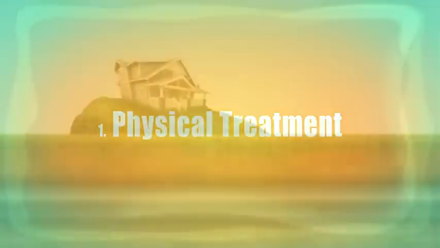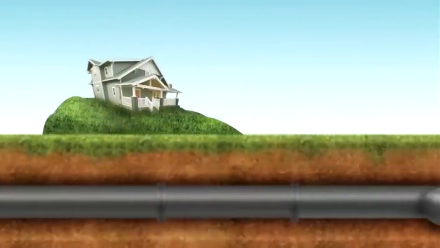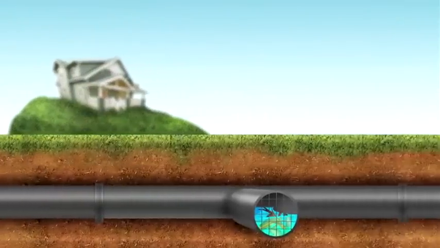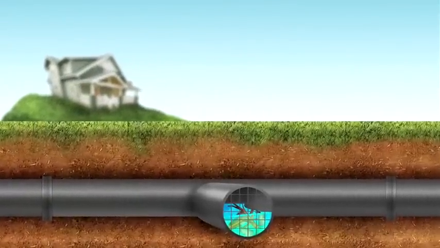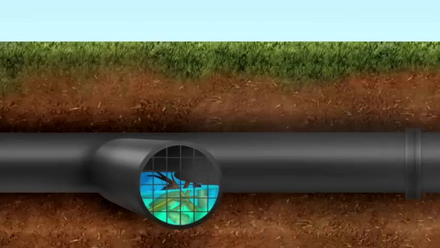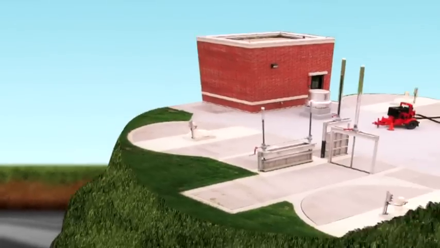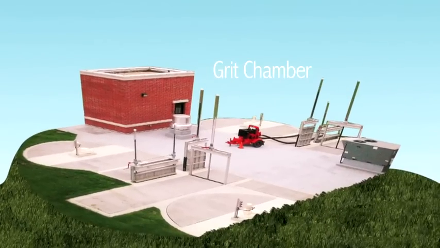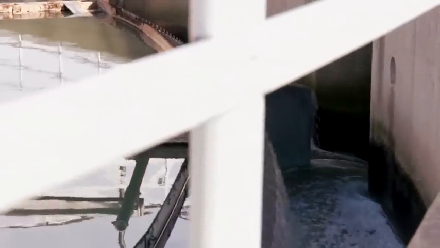In the physical treatment stage, various materials are physically removed from wastewater. First, wastewater passes through special bar screens, which catch large debris like branches or rocks. Next, smaller pieces of materials, such as sand and silt, stones, and facial tissues, are trapped in grit chambers. The wastewater then flows to settling tanks, where particles denser than water sink to the bottom, while particles that are less dense than water form a layer at the top.